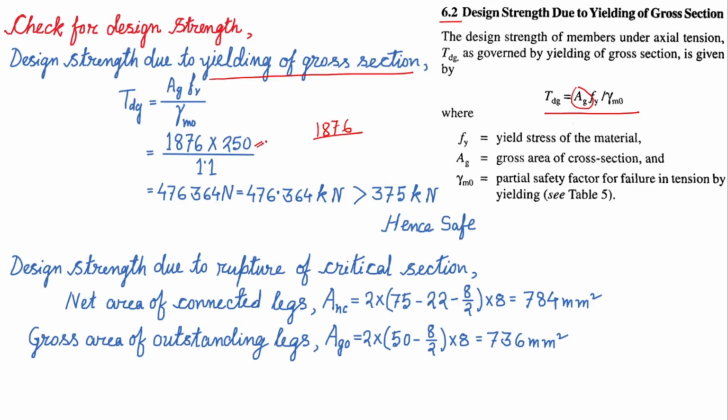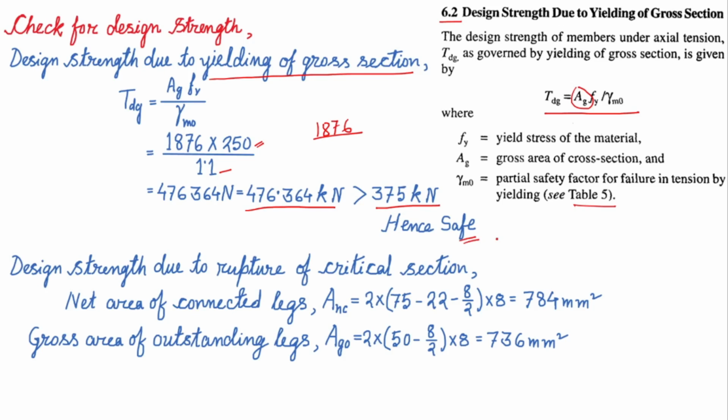Fy is the yield stress and gamma m0 is the partial safety factor for failure in tension, and it is taken from table number 5. So strength against yielding of cross section is 476.364 kilonewton, which is greater than the given axial factored load 375 kilonewton. Hence it is safe.